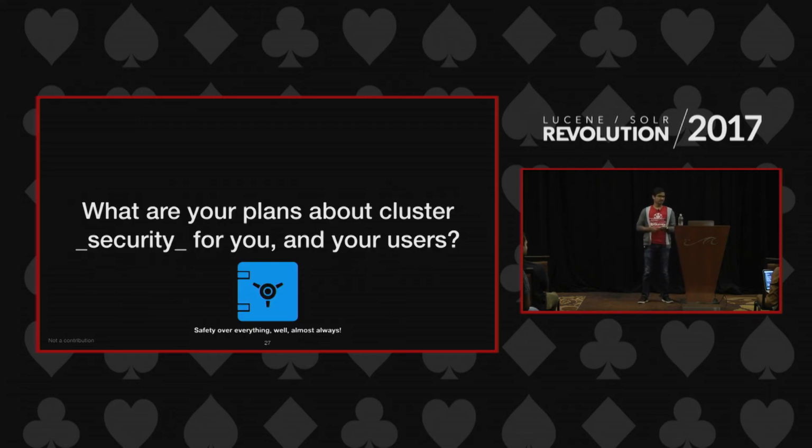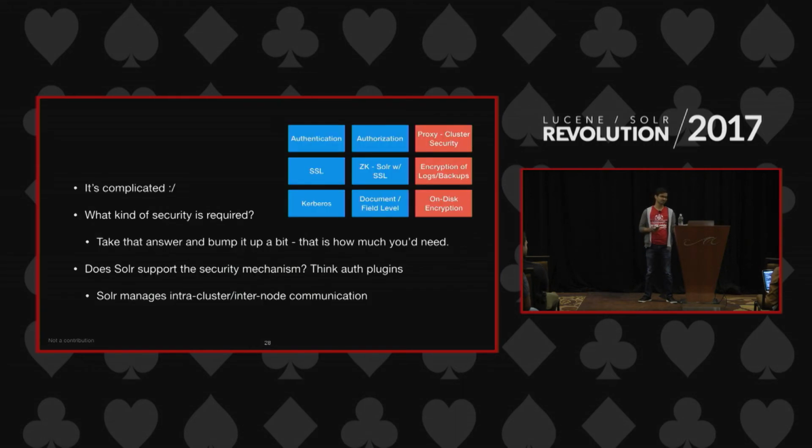So what are your plans about cluster security for you and your users? And safety is almost everything, almost always. A lot of people tend to believe in that. That could mean a lot of things, right? Security could be basic authentication, authorization, needing to use things like Kerberos, to wanting SSL and on-disk encryption. You might even need things like document level or field level obfuscation, right? In terms of access control.